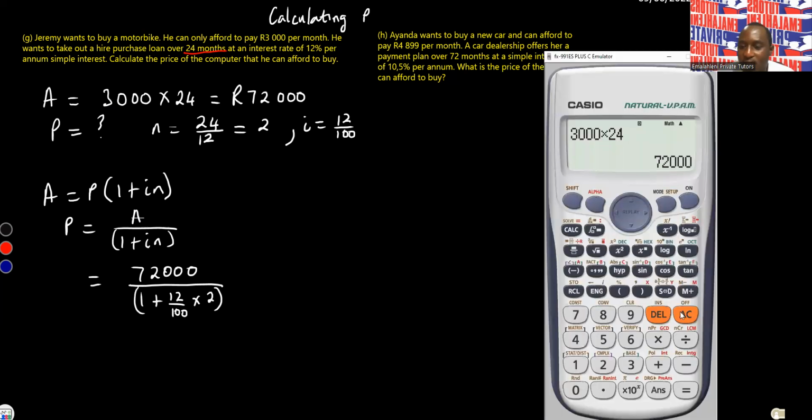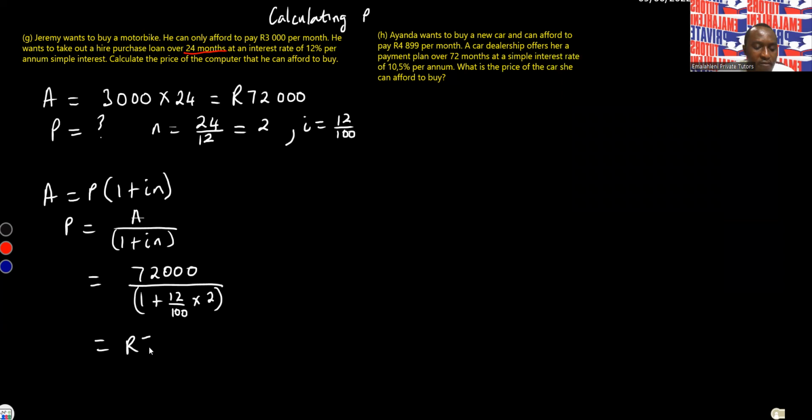Now, come to our calculator. We are dividing 72,000, so we just put it again here: 72,000 over, put the bracket there. That's how you must punch it. The way you write it is the way you're supposed to punch it in the calculator, so that you don't bring confusion. Now, what do we have here? We've got 58,064.